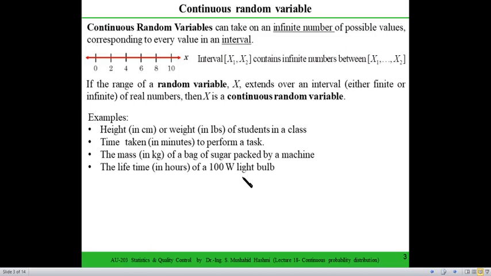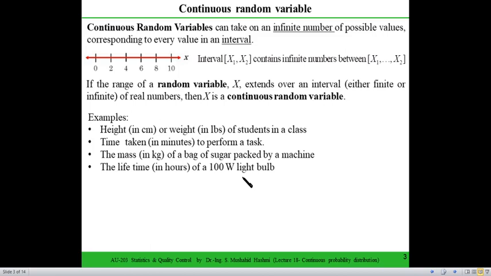It could be any number. Let's say, for example, I'm interested in knowing the time that is actually used in performing a certain task. The time can be measured in minutes or hours or days or seconds. Any number can come in, so that would be considered a continuous random variable.